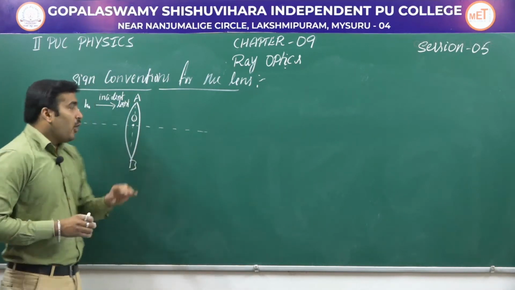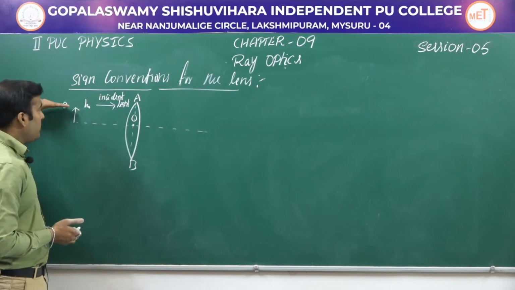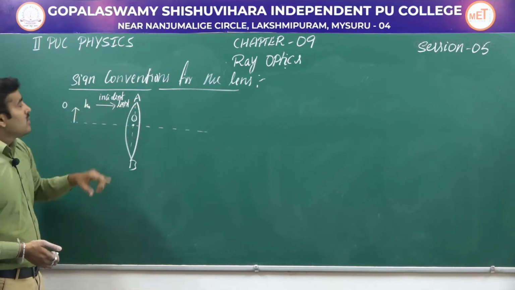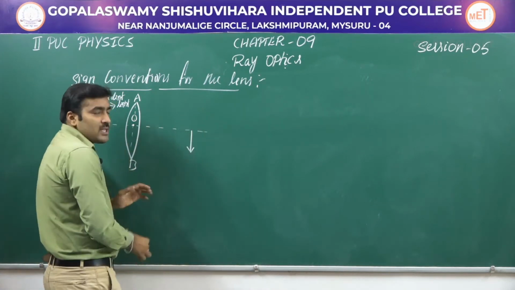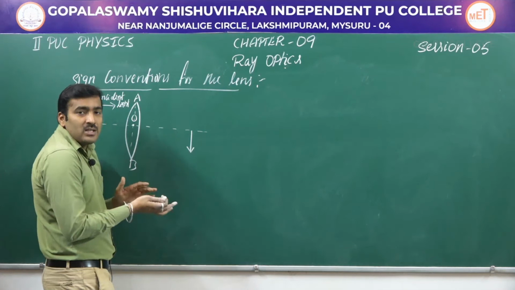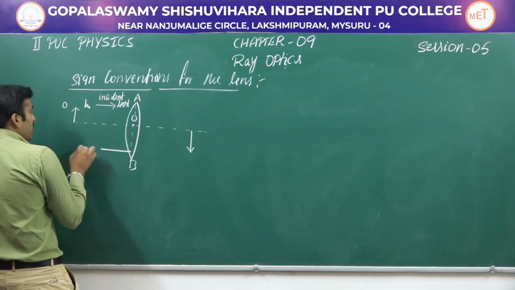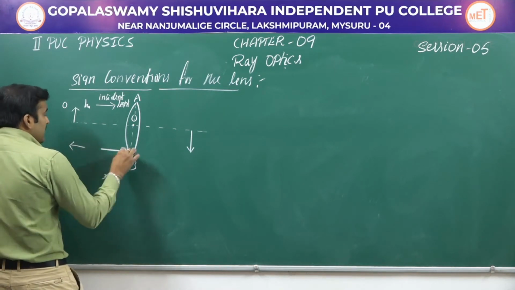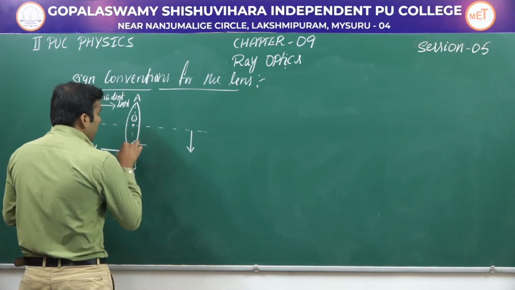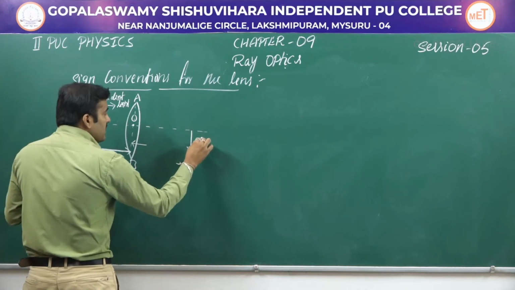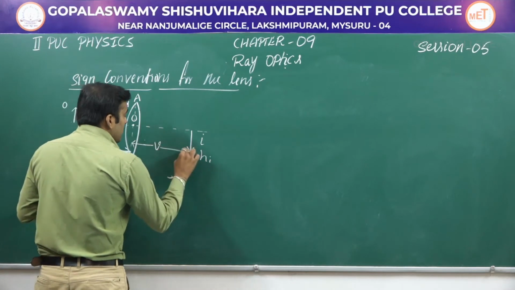You should understand that an object is always kept to the left of the lens, and the direction of incident light is always from the object towards the lens. So this is the direction of incident light. And imagine somewhere here the image is formed, which is an inverted image. We can call that a real image. We will study this later. Let me say the distance from the optical center to the object is the object distance u, and the distance from the optical center to the image, which is of height hi, is the distance v.